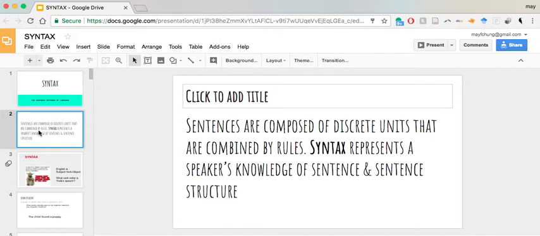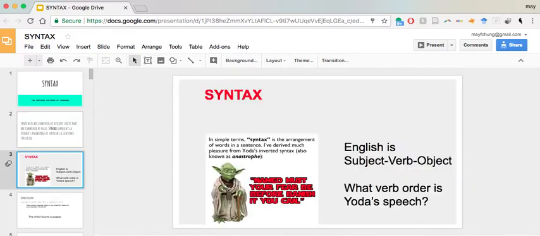It's because we have this inner knowledge of sentence structure and how things should be categorized. We know which words are more noun-like versus more verb-like versus adverbs, for example, and what modifies what, even if we're not familiar with the word. So syntax really determines the arrangement of the words in the sentence.